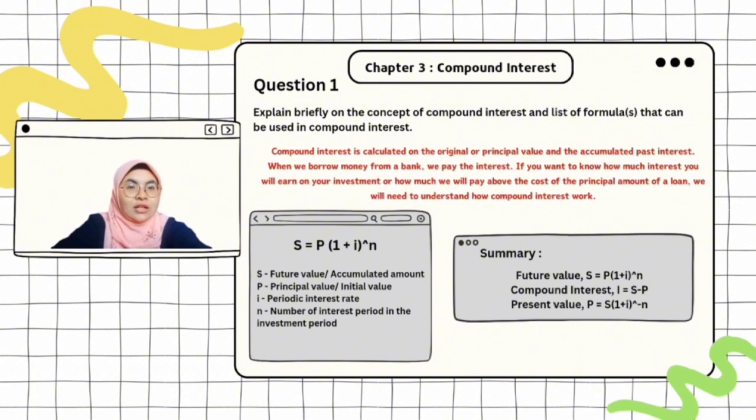So, in this chapter, we have 3 formulas that we have to remember. Future value, S equals P in bracket 1 plus I, the power of N. The second one, compound interest, which is I equals S minus P. And the last one is the present value, P equals S in bracket 1 plus I, the power of negative N.